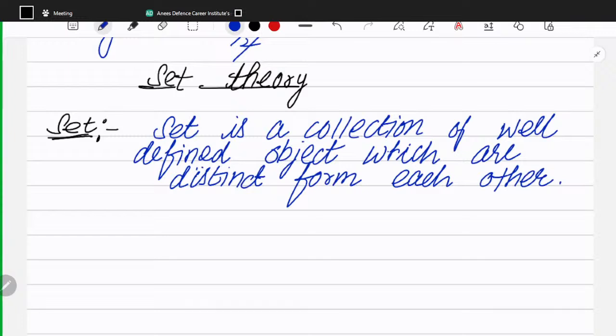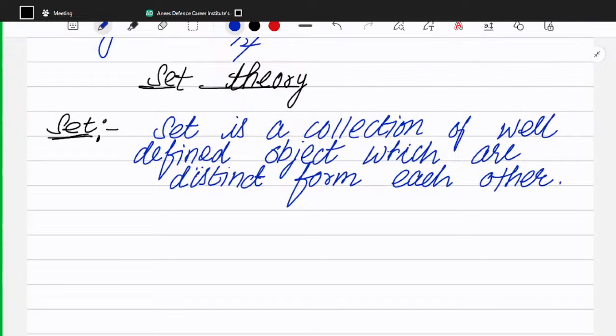Well-defined means, suppose there are many elements inside a set, and there are a large number of elements in a group, if all elements have the same property. For example, I am just taking an example, natural numbers. If you collect all natural numbers, that means 1, 2, 3, all these numbers have a property, that is, all these numbers are natural numbers. That means if you collect these elements in order and apply braces, then that is known as a set.